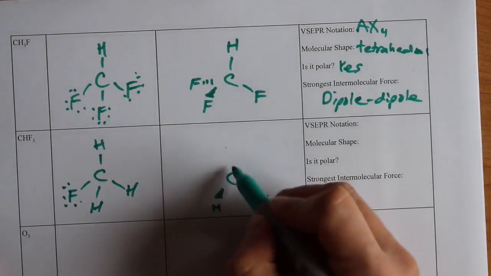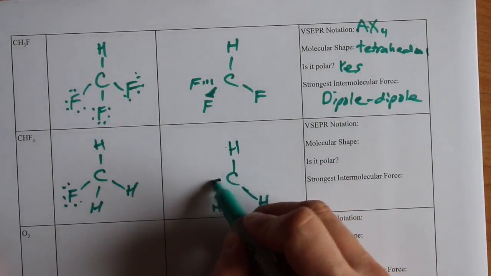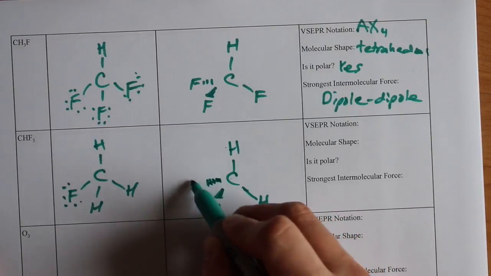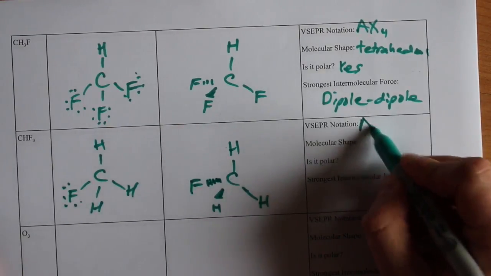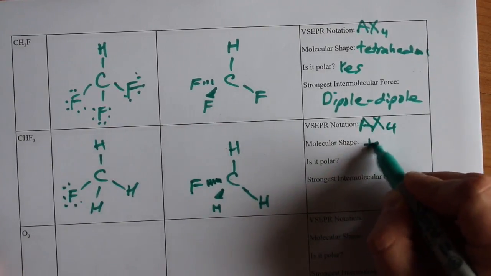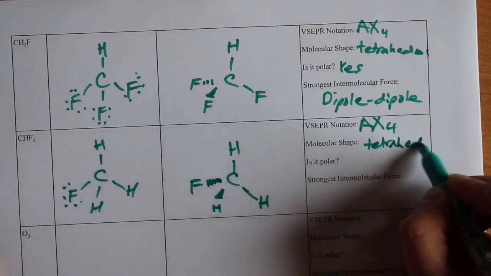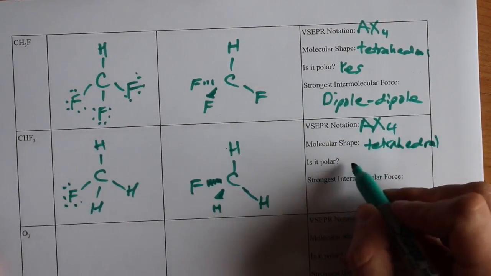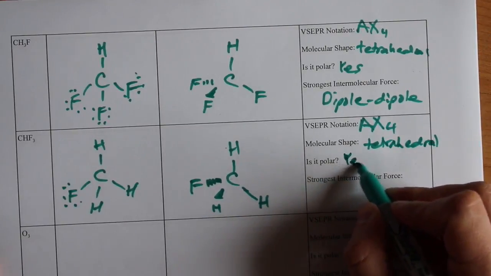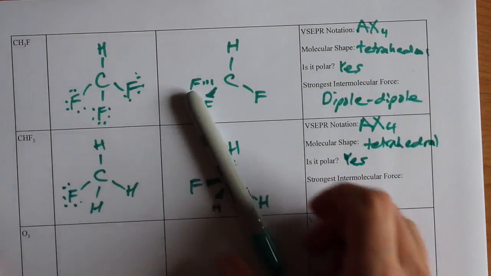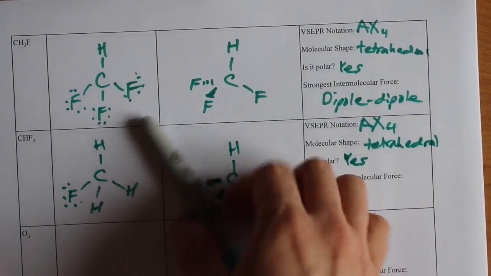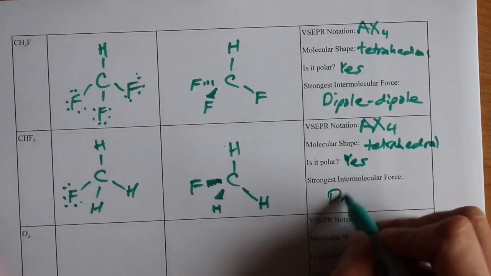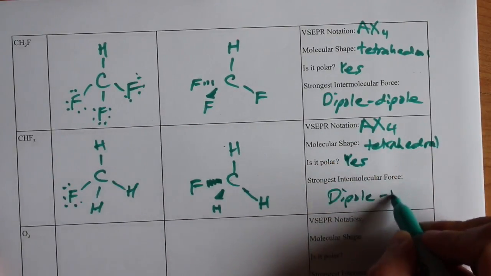I got H, H, and H. I'm going to have to, oops, that one's going into the page. There's my F. It's AX4 again. It's tetrahedral again. I hope you guys are as bored with this example as I am. Is it polar? Yes, it is polar for the same reason, because two H's don't cancel with an H and an F. And so the strongest intermolecular force is dipole-dipole.